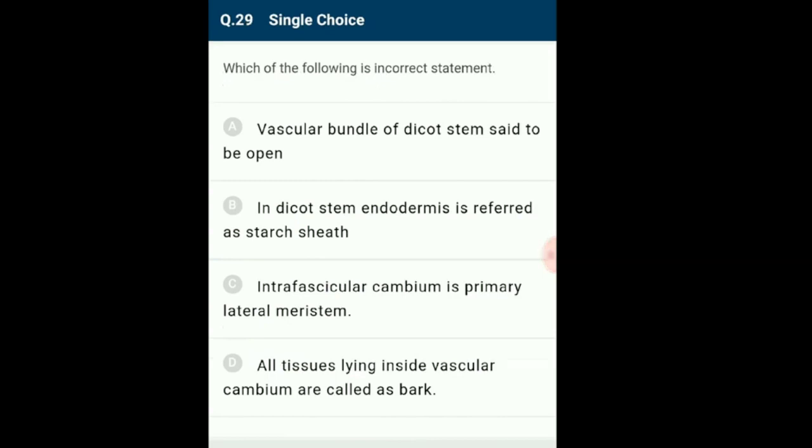Question number 29. Which of the following is an incorrect statement? Vascular bundles in dicot stem are called open as they consist of cambium, which causes secondary growth. In dicot stem, the endodermis is deposited with a starch sheath. Intrafascicular cambium is present inside the vascular bundle between xylem and phloem, and thus is primary in origin. All tissues which lie outside the vascular cambium are called bark. So the answer is option D. All tissues lying inside the vascular cambium are called bark. That is the incorrect statement.